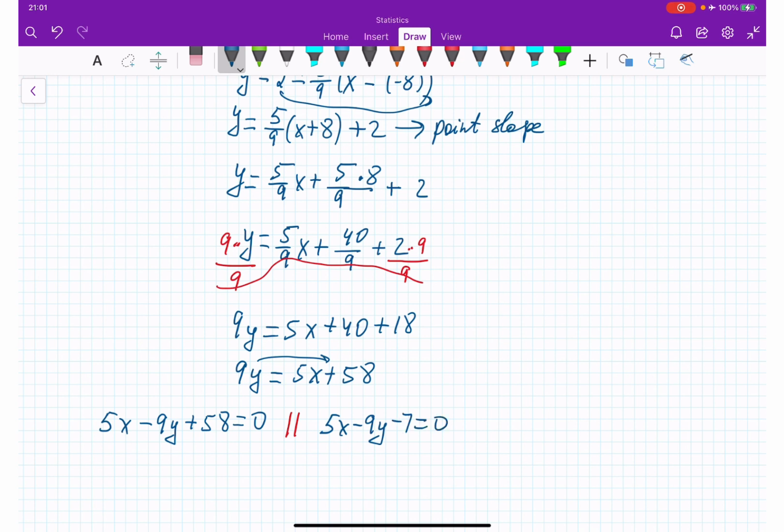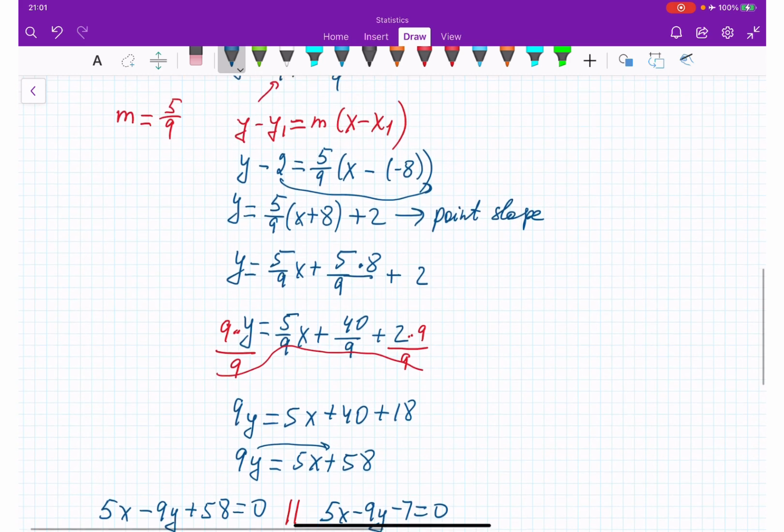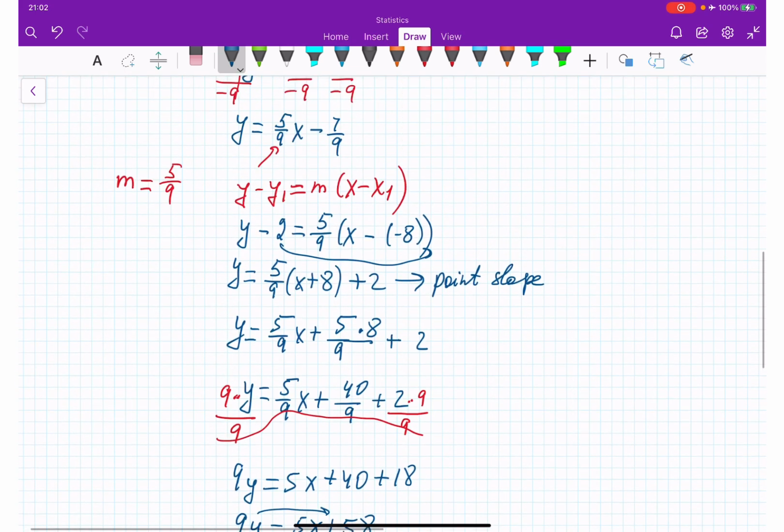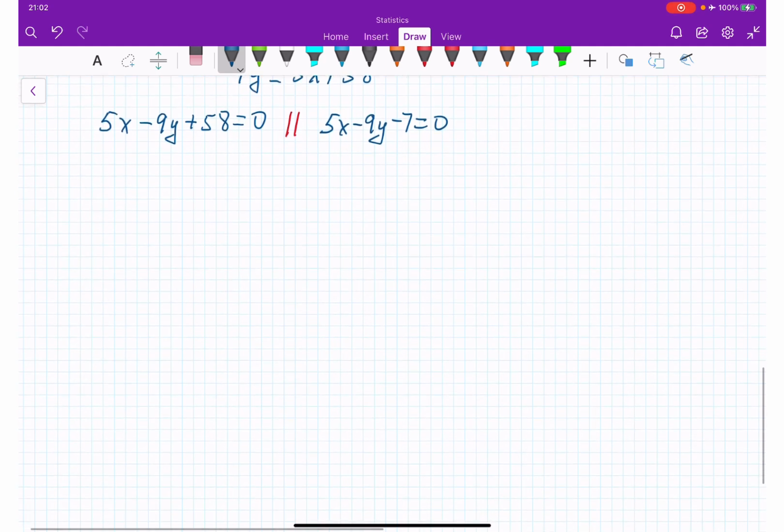Now, if we didn't know that we did all these operations, if somebody just gave it to me, I could only guess that they are parallel, because y has coefficient negative 9 and x has coefficient 5. I had to go through all these operations to assure that they are parallel. Okay? Next question, the same thing we are going to do for a perpendicular line, and it's given in general form.